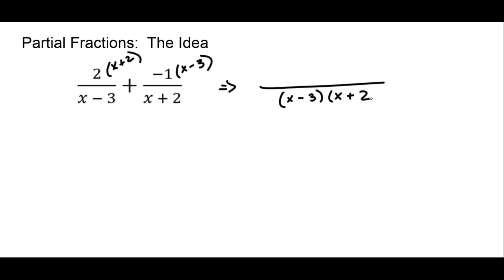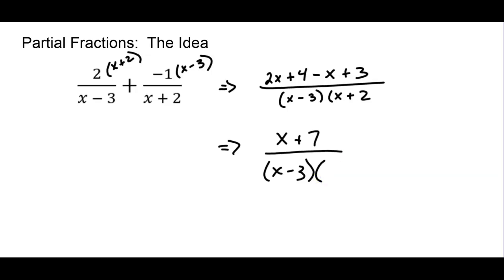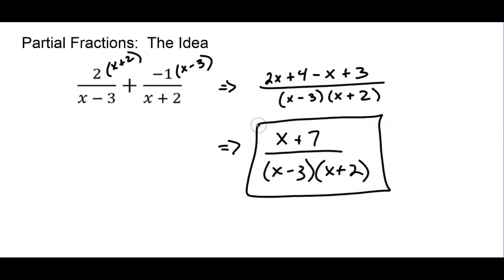So in the numerator, we distribute. You get 2x plus 4, and then negative x plus 3. So when we simplify the numerator, we get a new rational expression that looks like one rational expression, x plus 7 over x minus 3 times x plus 2. And you can see the numerator and the denominator there. And that's how we would combine those two expressions to be one rational expression.